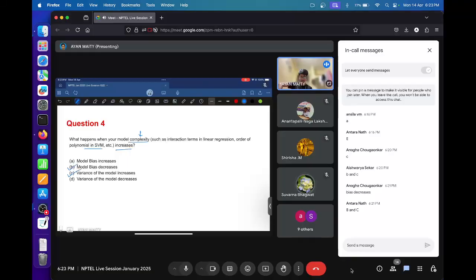So there are two correct answers. Option B, model bias decreases. Option C, variance increases.